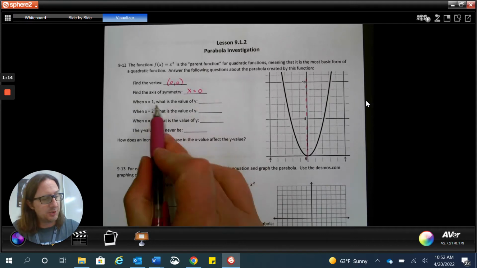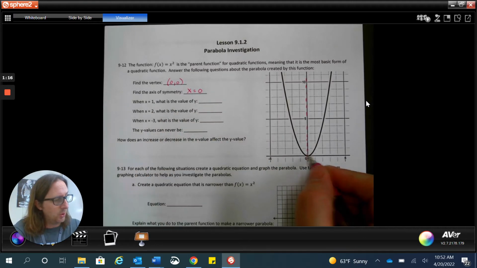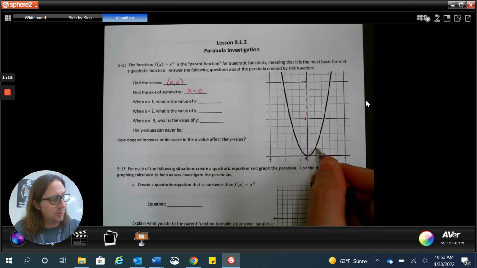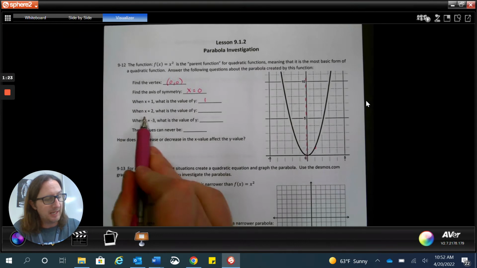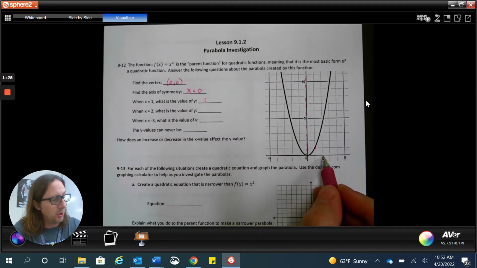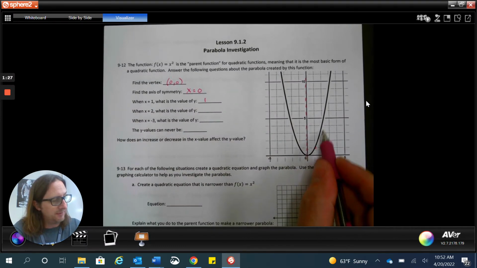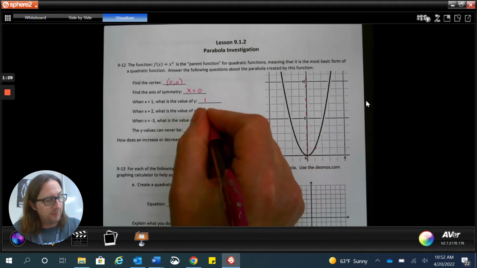All right, when x is 1, what's the value of y? So 1, 1. So there's 1, 1. There's the value of y there. So the value of y is 1. What about when x is 2? Well, when x is 2, so we go over 2. 1, 2, 3, 4. So the value of y would be 4.